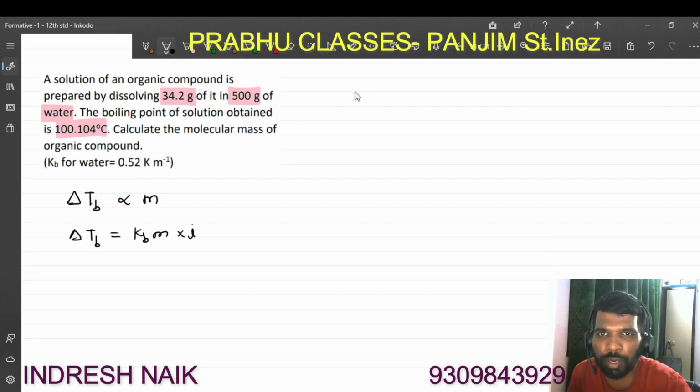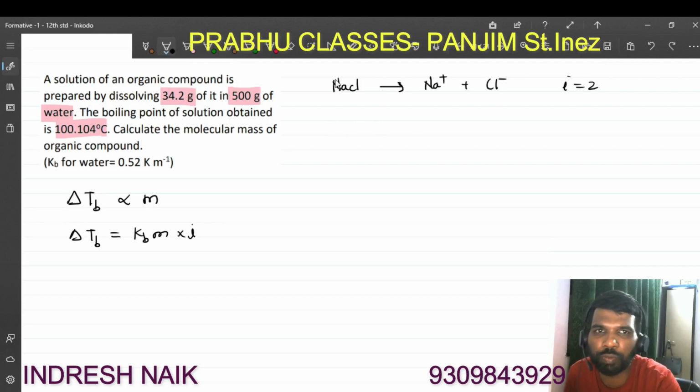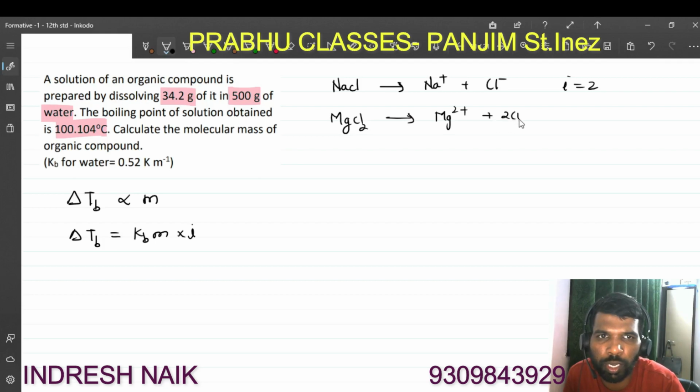Like for example, I'll teach you now only. If it is NaCl, this will split as Na plus and Cl minus. So over here, i is equal to 2. If the electrolyte is MgCl2, it will split as Mg2 plus and 2 Cl minus ions. So i is equal to 3 over here. This is 2 ions and this is 3.